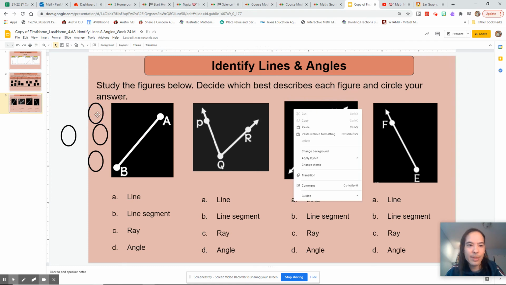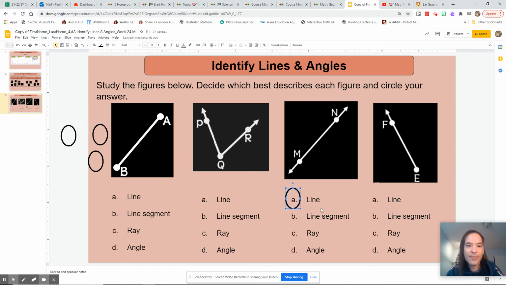Oops, pressed the wrong button. There we go. Yeah. So this is our line. Our line goes on forever and ever. It has arrows on both sides. Oh, wait, this way. No, that's, I don't know, one of these ways. So it goes on forever and ever, has an arrow on both sides.